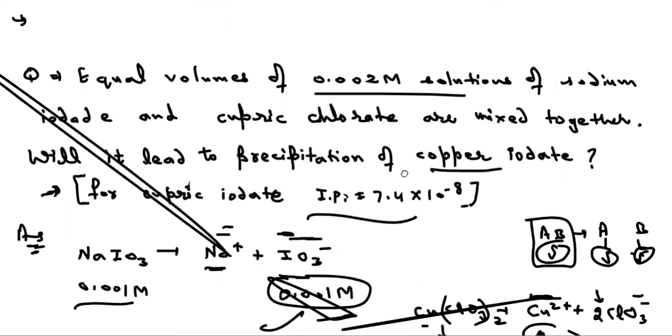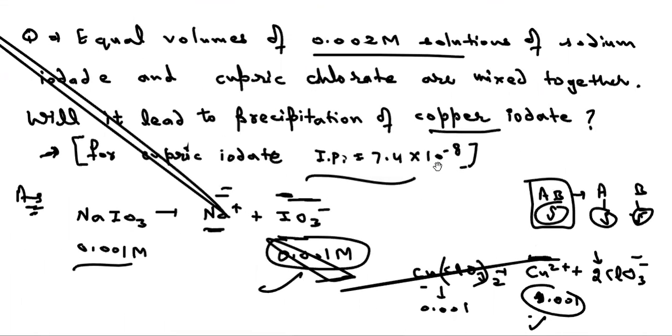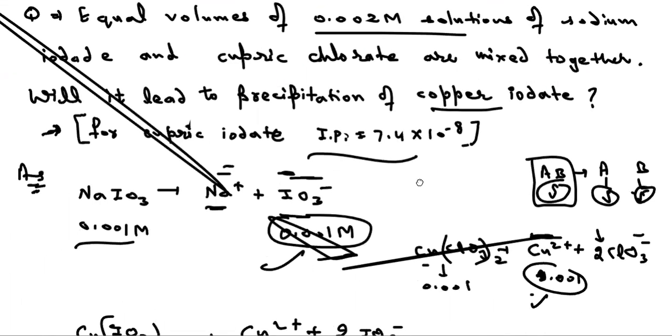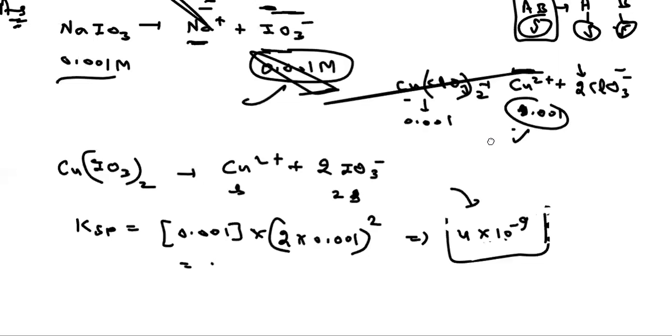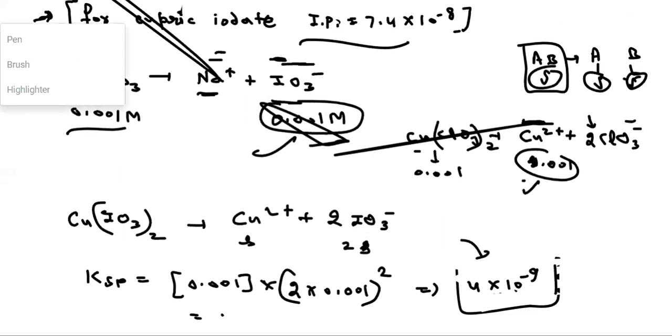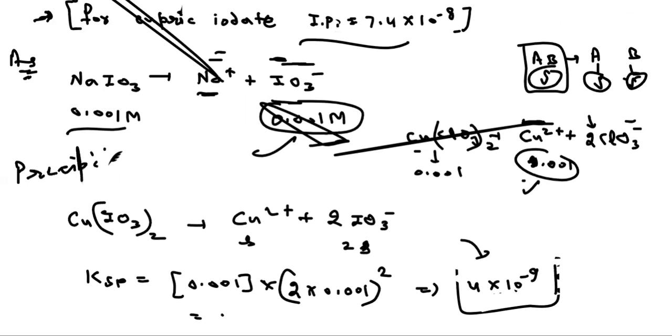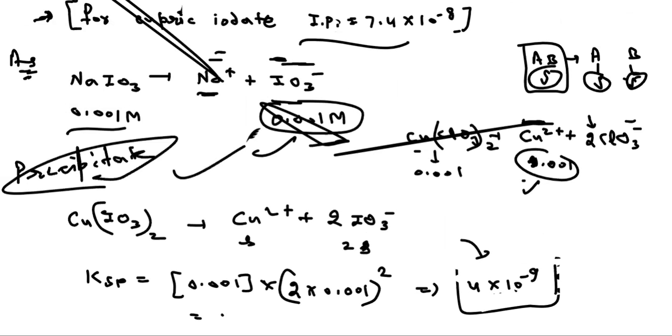So it's 7.4 times 10 to the power minus 8. That means that the ionic product is greater than the Ksp. If the ionic product is greater and Ksp is lesser, is it going to form a precipitate, or is it soluble? It's going to form a precipitate. Why? Because the ionic product is greater, and if the ionic product is greater, then of course it is going to form an insoluble salt.